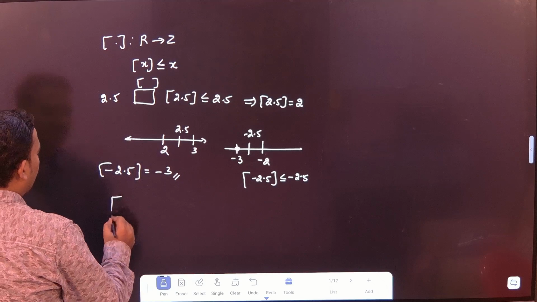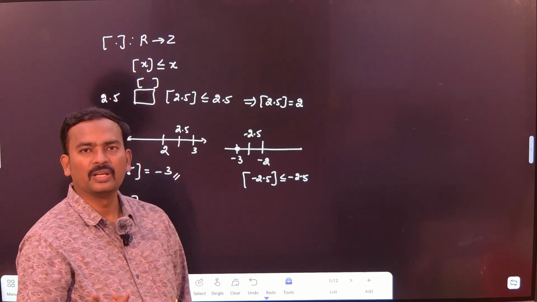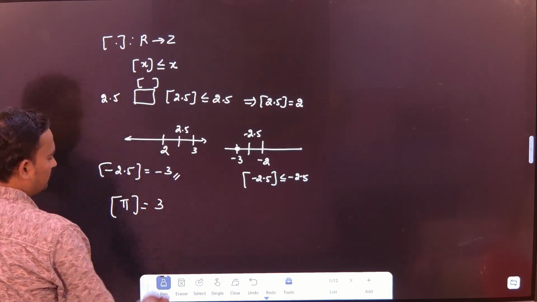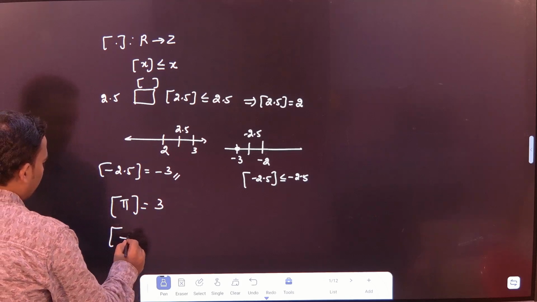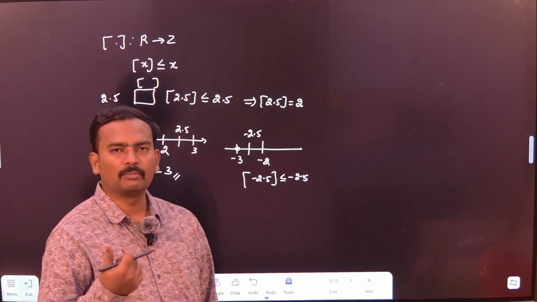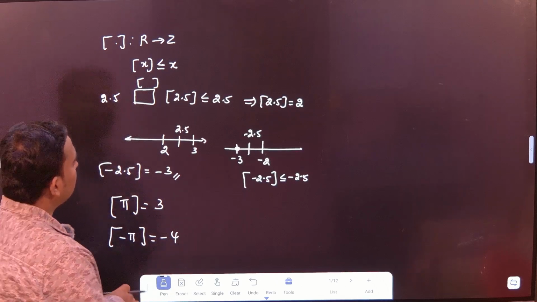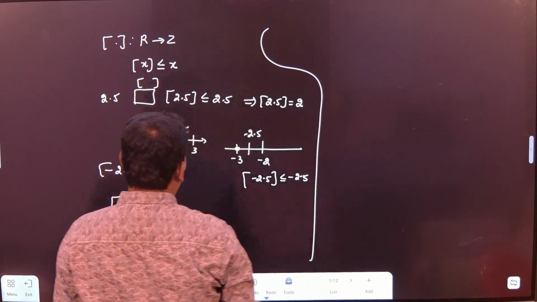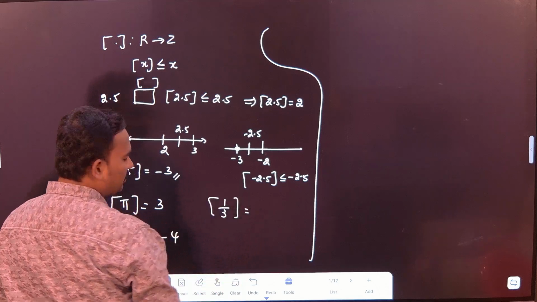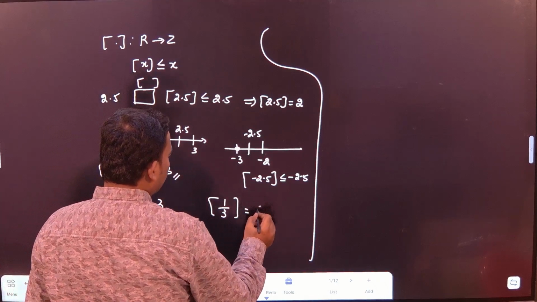For example, if I take the pi value, 3.14, the greatest integer function of 3.14 is what? 3. Understood? What is the greatest integer function of minus 3.14? So minus 4. I hope everyone understood, right? Okay. Let's take one more example. Let's take 1 by 3. What is the greatest integer function? 1 by 3 is 0.3333, right? So it will be 0.